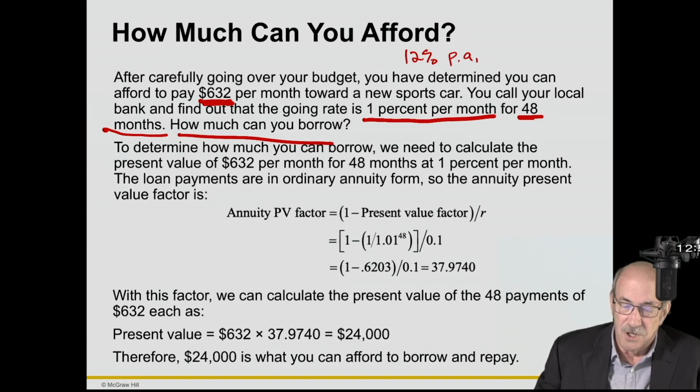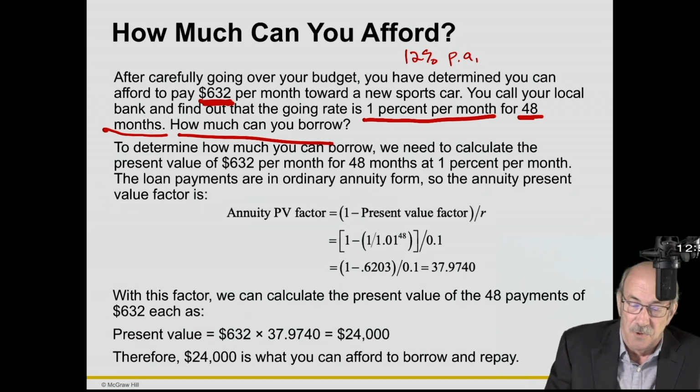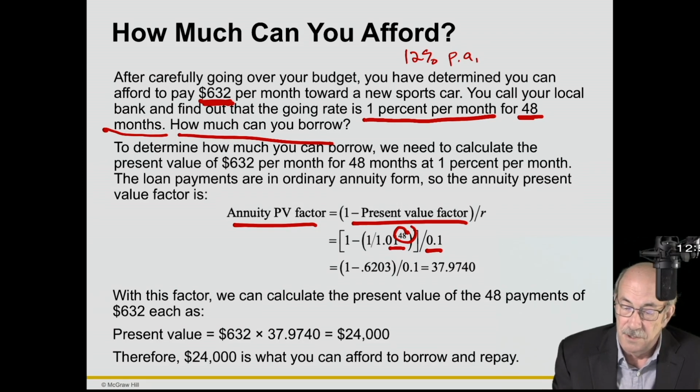All right, so we could use the formula here. So we could plug into this annuity PV factor formula. We've got 1% for 48 months. And then here again is our R. And actually that should be 0.01. There's an error here. This should actually be like that. And the same thing down here.